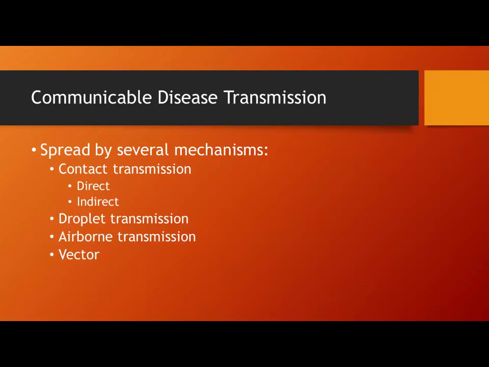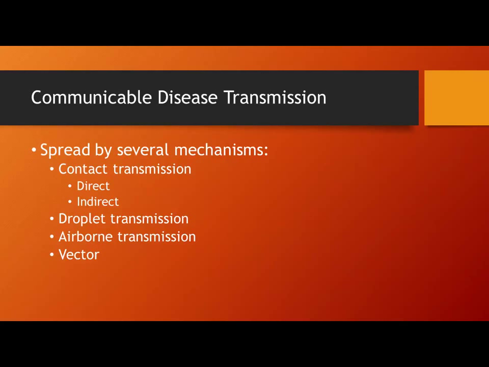Droplet is water suspended in the air like a sneeze. Right, so a droplet is going to be some mucus or something suspended in the air, and then, you just sneezed on me, and it got all over me, whereas airborne transmission is that the pathogen itself is actually able to be transmitted through the air.